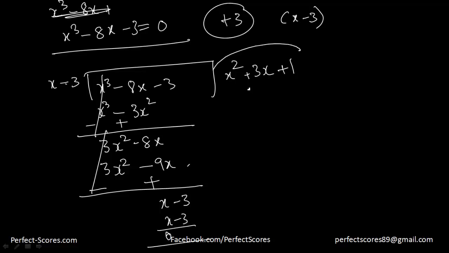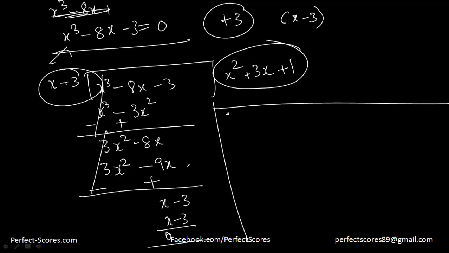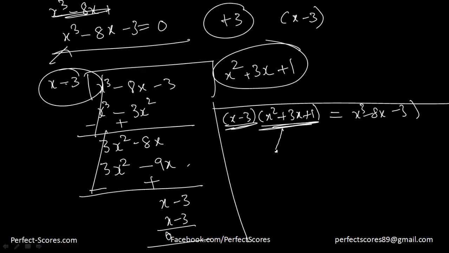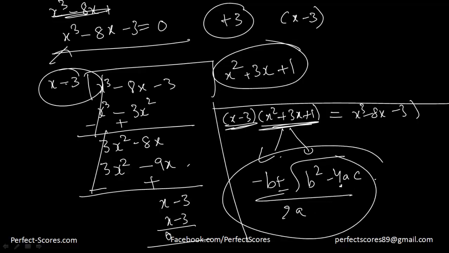That means this into this is equal to this. That means I can say that x minus 3 into x squared plus 3x plus 1 is actually equal to x cubed minus 8x minus 3. Now I know that x minus 3 is a factor. Now I can solve this quadratic equation to get the two complex roots by using this expression, plus or minus square root of b squared minus 4ac, over 2 times a. So see, whatever we have learned, we've put all of that to test here.